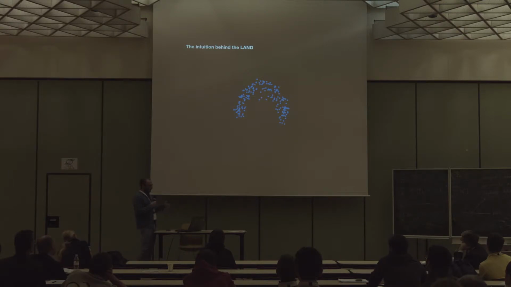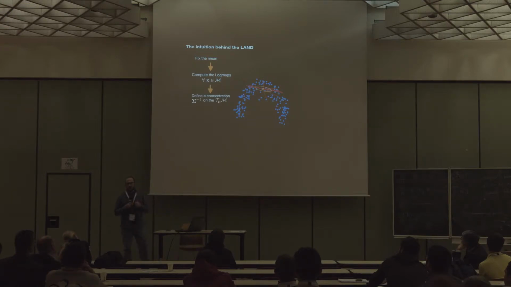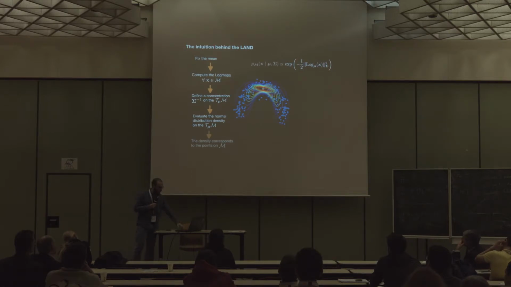So now we're ready to build the intuition behind the LAN model. At first, as with the normal distribution, we have to fix the mean value. Then we can compute the distances to all the points. These are the log maps in our case. And then since the tangent space is a linear space, we can define a concentration matrix there. And we can evaluate the normal distribution density on the tangent space. And this density basically corresponds to the density of the points on the manifold.